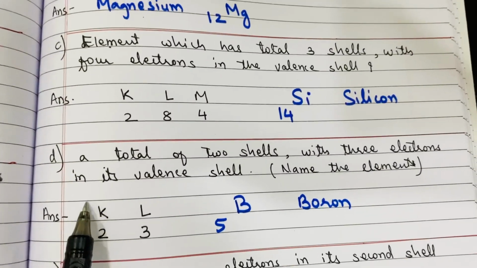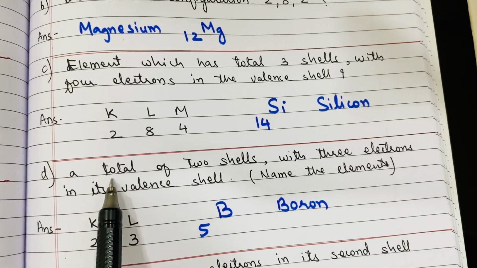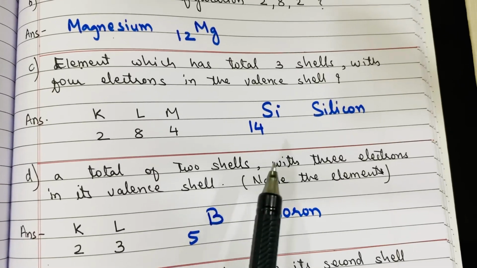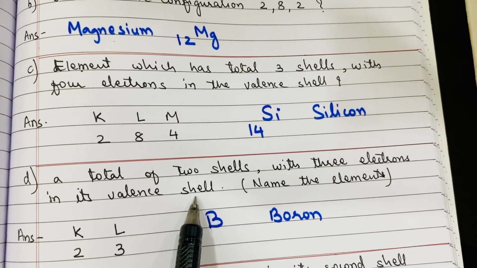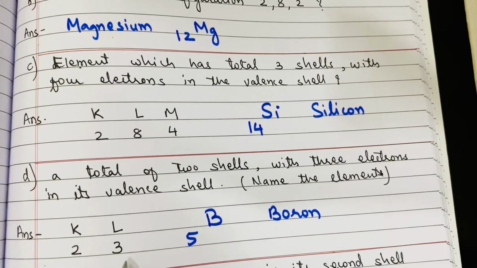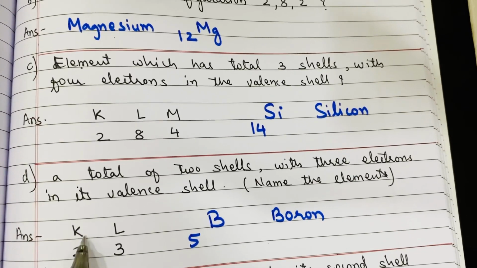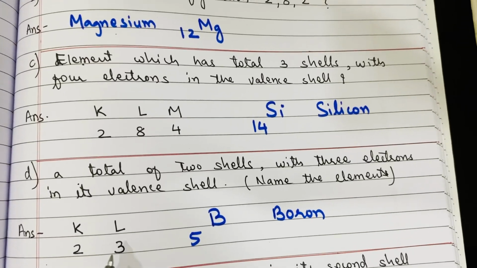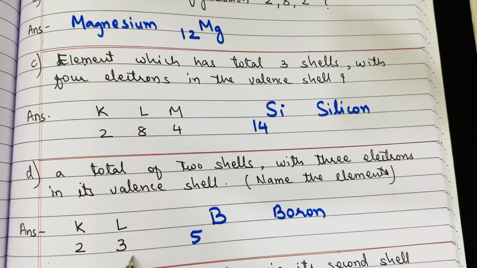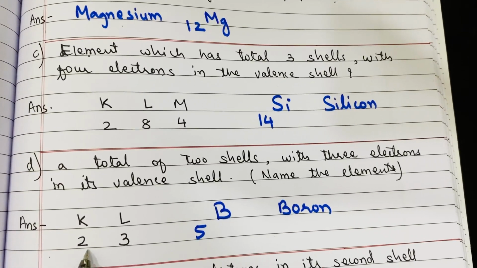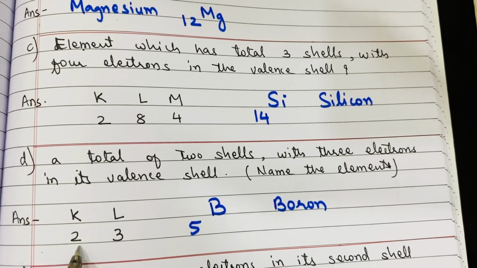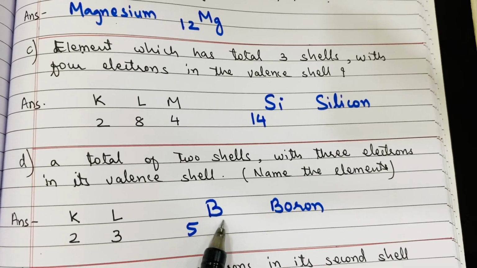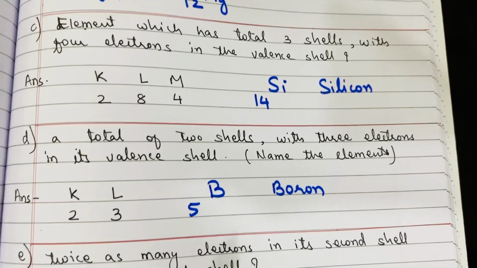The next question is: name an element having a total of 2 shells, with 3 electrons in its valence shell. That means the outer shell has 3 valence electrons. So we will draw 2 shells, K and L. When 3 electrons are present in the outer shell, the initial K shell is completely filled. That is 2, 3, so the total atomic number is 5. The element must be boron, having atomic number 5.